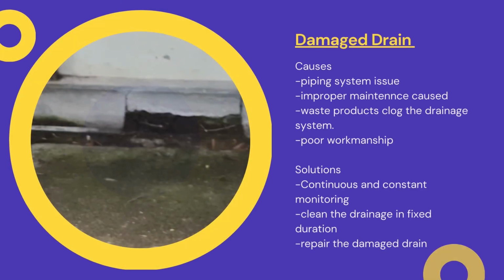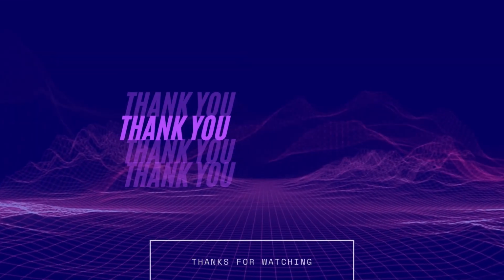Lastly, damaged drain. This problem is very common and usually caused by piping system issues, improper maintenance, poor workmanship, and rubbish that clogs the drainage system. This problem will cause stagnant water in the drainage and become a habitat for mosquitoes. This also causes inefficient water flow and bad odor, and will also allow floods to occur. The solution to this problem is continuous and constant monitoring, cleaning the drainage at a fixed interval, and repairing the damaged drain. That's it for my video.